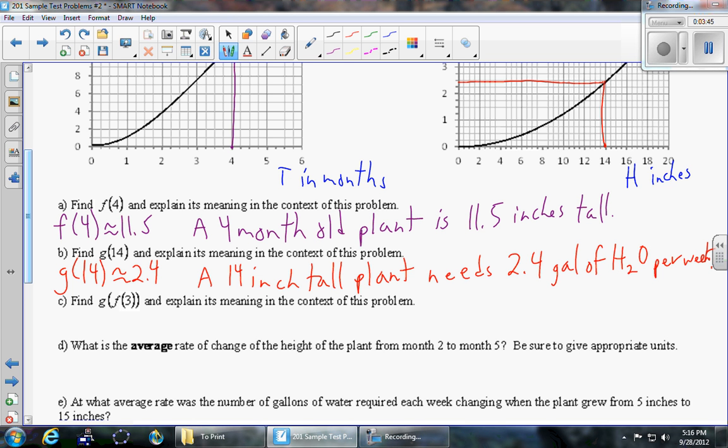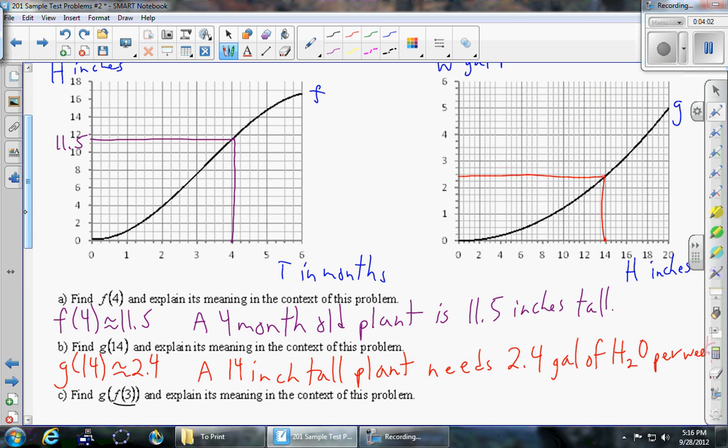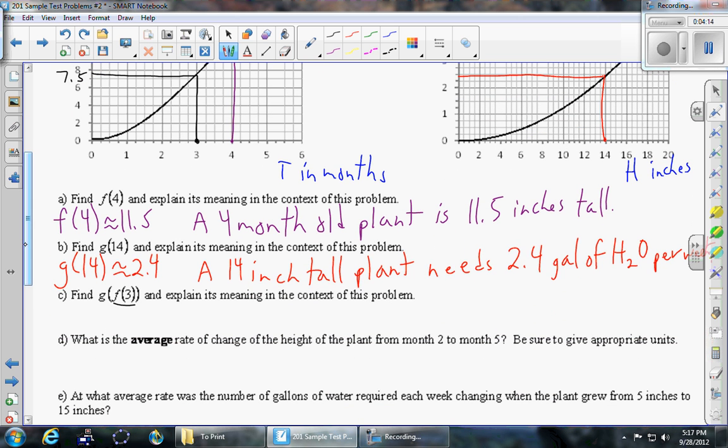Part C, find g of f of 3 and explain its meaning in the context of this problem. Let's try this one. g of f of 3. So we start from the inside and work our way out when we have composition of functions. So we begin with f of 3. That's the left-hand curve, that's f. So we go to the input, which is 3, up to the curve, over, and that looks like maybe about 7.5. So what we've just established is that f of 3 looks like it's around 7.5.